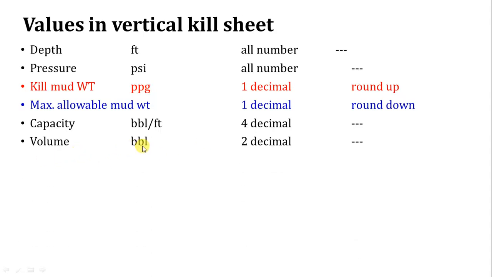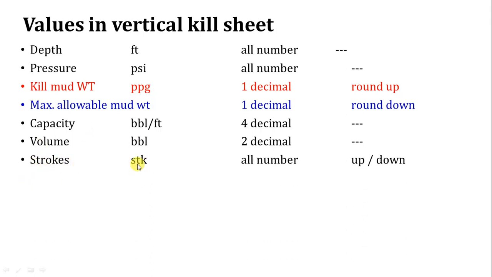Volume in barrels. In barrels, you can put all the numbers, but it's preferred to take just 2 decimals. For example, a quarter of a barrel, 0.25, is okay. I don't think you can get more than that, but it's acceptable. If you took all the numbers from the barrels, it's okay. If you take, for example, 500.25, it's okay. 0.256 is okay also. So there is no problem about this issue too.